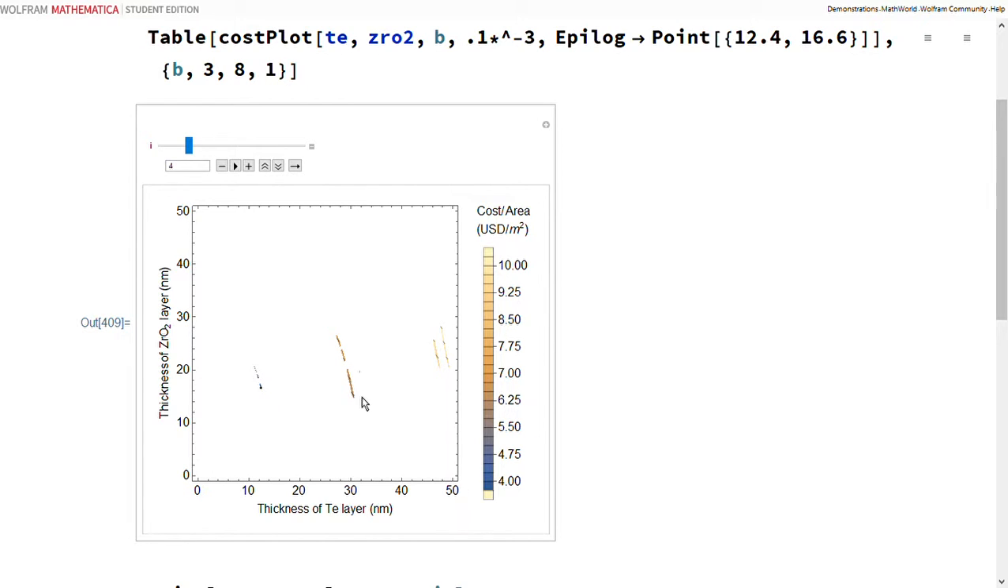And when plotted, this produces a contour plot which gives the price per square meter considering the power required to deposit it, the bulk materials, and the labor required to run the machinery. So this ranges from $4 to $10 per square meter within this regime of 0 to 50 nanometers per layer. The minimum thickness for the minimum price was determined by looking at these graphs for various combinations of materials and then finding the lowest point. So here it's about $3.75 per square meter, and that's at this combination of thicknesses.